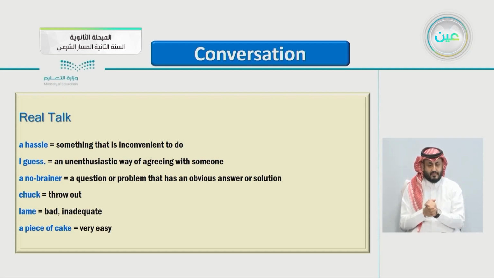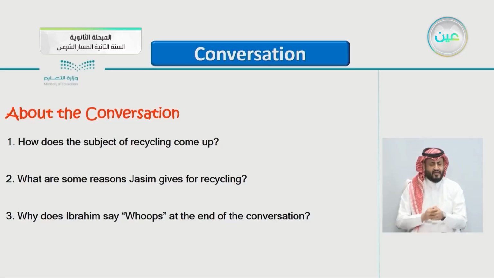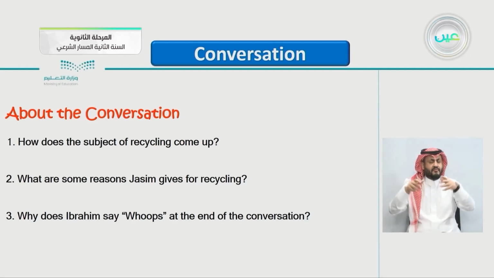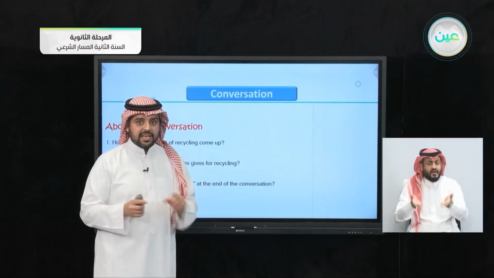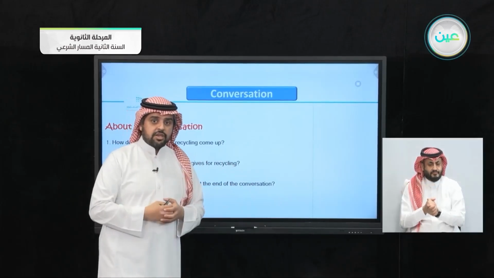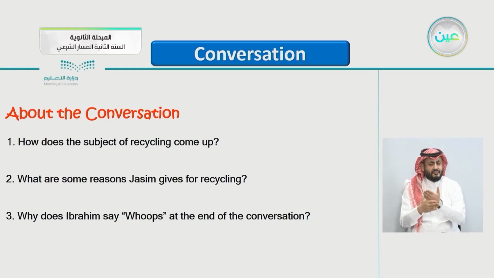Again, when you describe something as a piece of cake, it means that it's very easy. So about the conversation, we have these three questions here. How does the subject of recycling come up? What are some reasons Jassim gives for recycling? Why does Ibrahim say whoops at the end of the conversation? Again, how does the subject of recycling come up? When they were having the conversation, how did the subject of recycling come up?